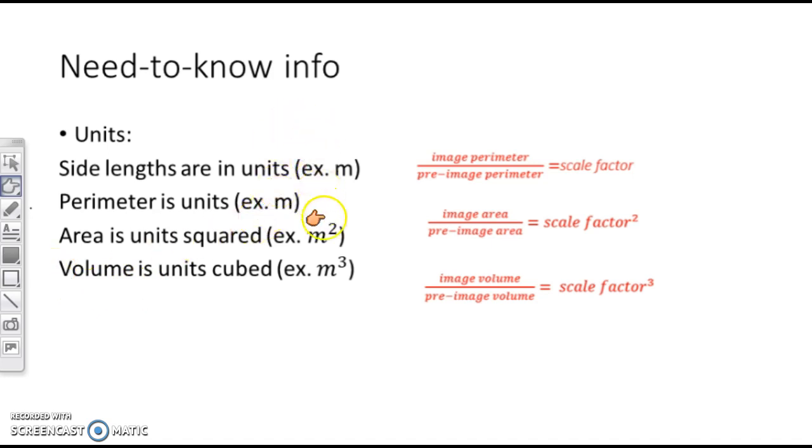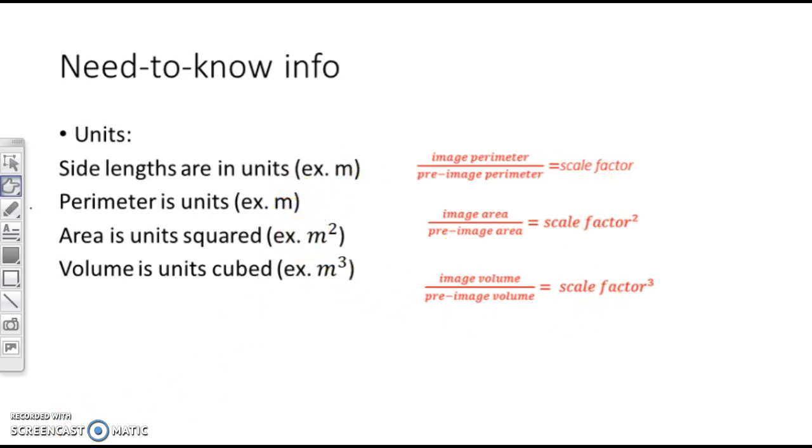So if you can remember your units, then you will be able to easily remember what to do to your scale factor. If you're dealing with perimeter, you just keep the scale factor the same. Notice perimeter, it's not raising it to any power. If you're dealing with area, you want to take your scale factor and square it because the area units are squared. And if you're dealing with volume, then you want to take your scale factor and cube it, because in volume, the units are cubed. So that's an easy way to remember what to do to your scale factor. Just remember what your units are.